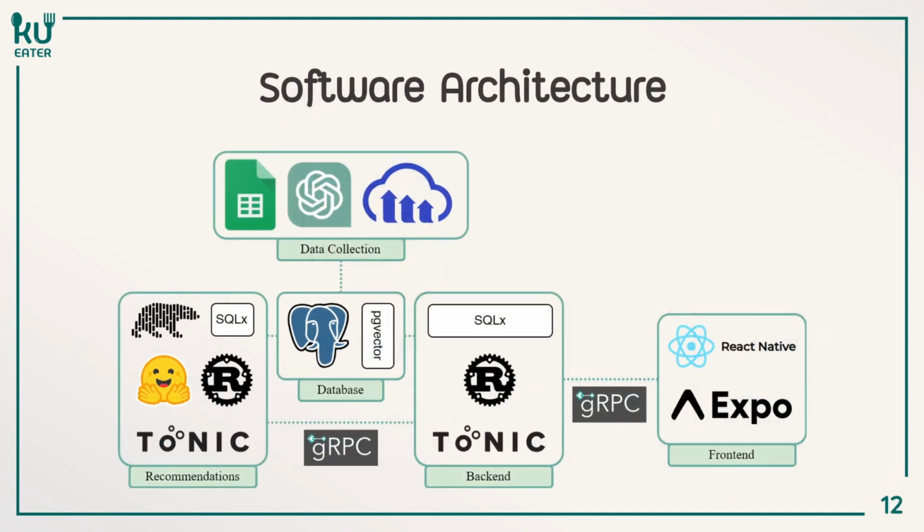For software architecture, in our data collection part, we opt to use Google Sheets along with OpenAI to help us collect the data. For the database, we opt to use Postgres with a vector extension. For recommendations, we use state-of-the-art ML libraries. The backend is a very slim one. We use Rust and the Tonic framework for gRPC. And for the front end, we use React Native and Expo to help extend functionalities of React Native.